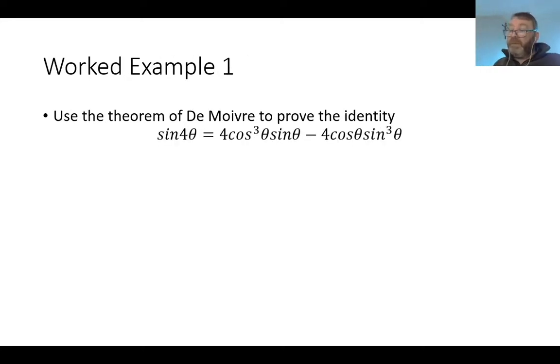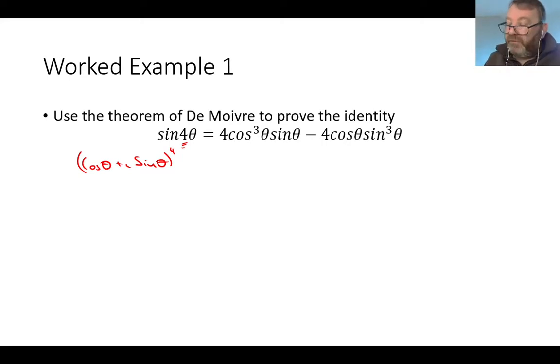So let's take an example. Let's go on to this one here. Use the theorem of de Moivre to prove the identity sine 4 theta equals 4 cos cubed theta sine theta minus 4 cos theta sine cubed theta. Okay, to start this, we've got to take cognizance of the coefficient of the angle at the start of the question. It's 4. So straight away, I'm going to be taking cos theta plus i sine theta and raising it to the power of 4, because 4 theta is required as part of my answer. Okay, 4 theta has to be in there.